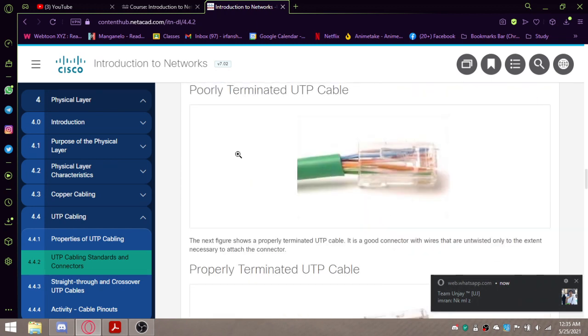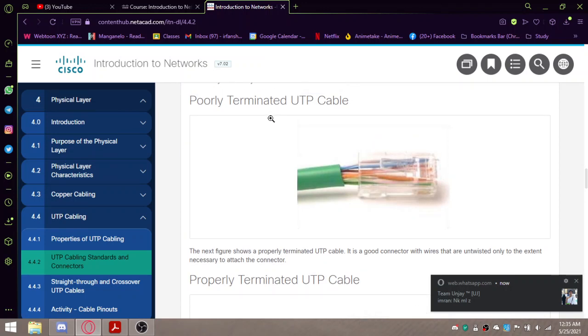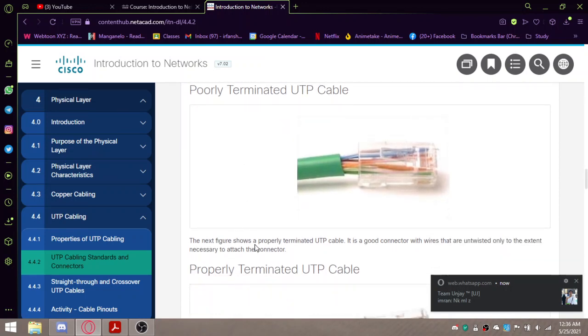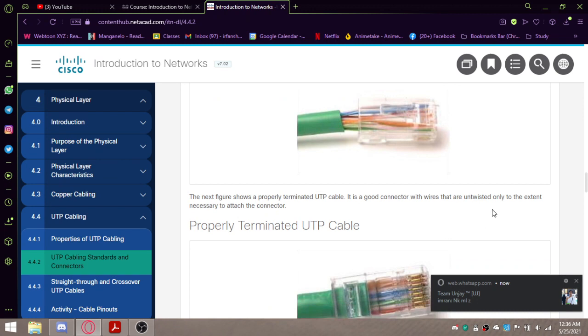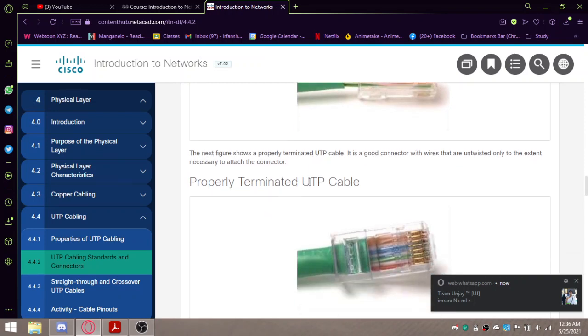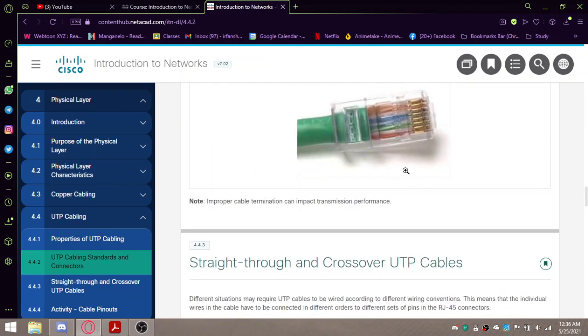Okay. Fully terminated UTP cable. The next figure shows a properly terminated UTP cable. It has good connectors with wires that are untwisted only to the extent necessary to attach the connector. Now, improper cable termination can impact transmission performance.